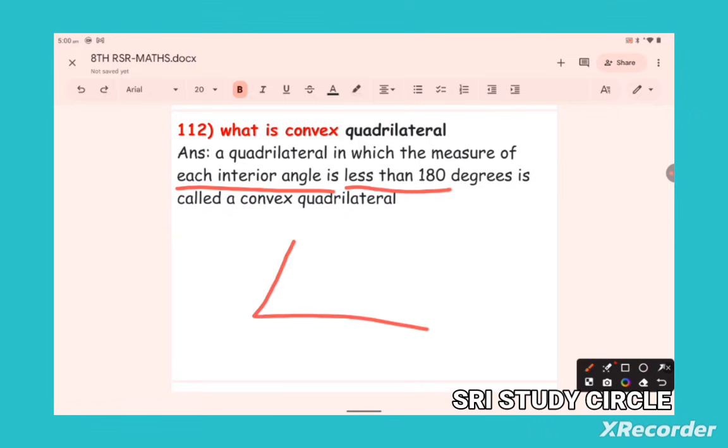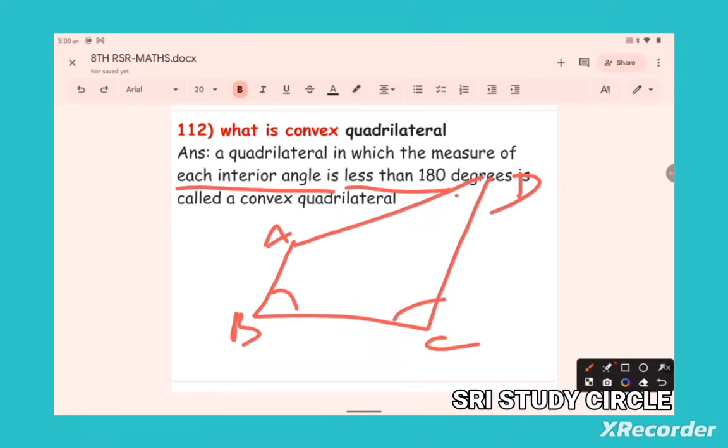For example, this is a convex quadrilateral. A, B, C, D. This angle is less than 180, this angle is less than 180, this angle is less than 180, this angle is less than 180. All 4 angles are less than 180. Therefore, this is a convex quadrilateral.